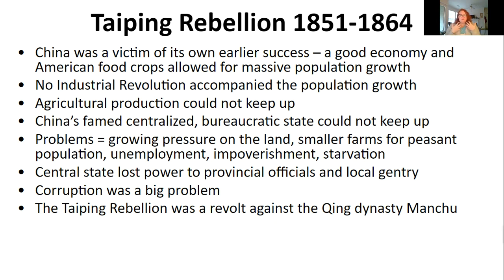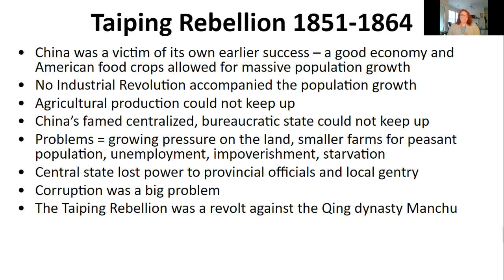There was growing pressure on the land and small farmers, the peasant populations. There was a large amount of unemployment, a large amount of impoverishment, and also starvation. You can see where this is going, right? It's not going anywhere good. As a result, the central state lost a lot of its power to the provincial officials and the local gentry. And corruption was a huge, huge problem.